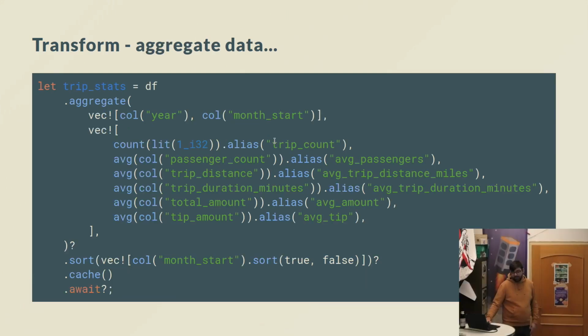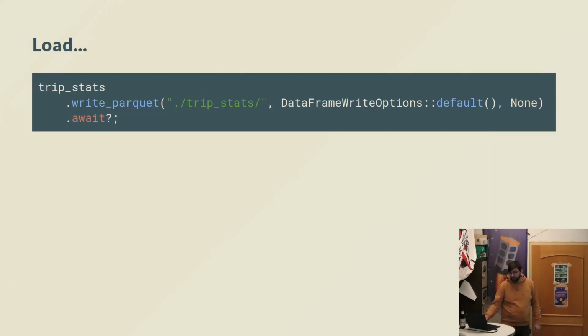The next step is to then actually aggregate the data. So we said we want averages for most of the things. So we aggregate and we group by year and month. That was the requirement. And we count how many trips were actually happening. And then we do an average over the columns that we're interested in. And then at the end, we sort by month. And that's essentially it. That's what we need to aggregate the data.